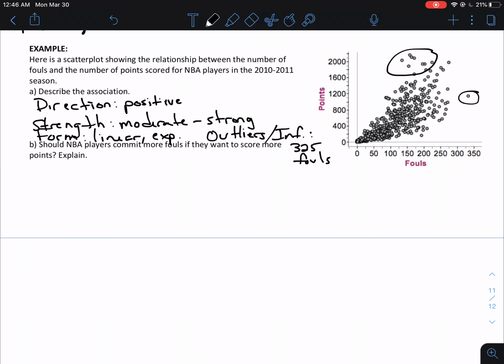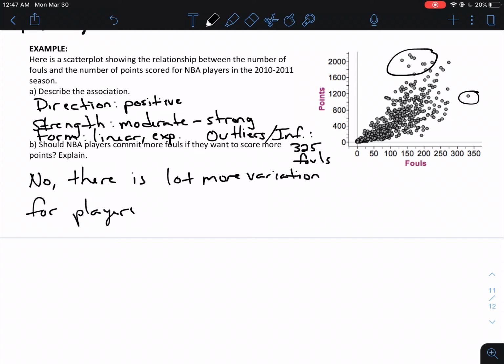So for B, should NBA players commit more fouls if they want to score more points? At first, just a basic understanding, you'd maybe say yes, because obviously as your fouls increase, so do the points. But I would say no. And the reason for that, my explanation would be that there's a lot more variation for players with more fouls.